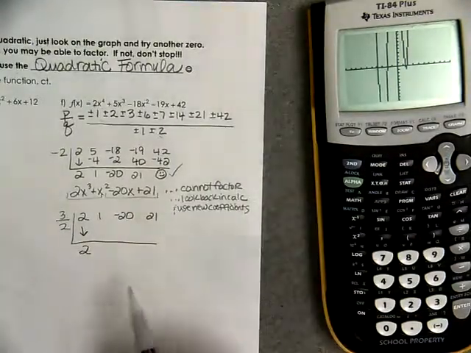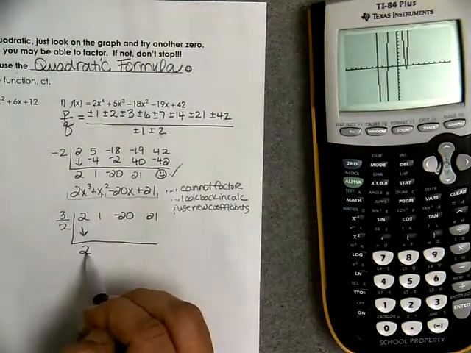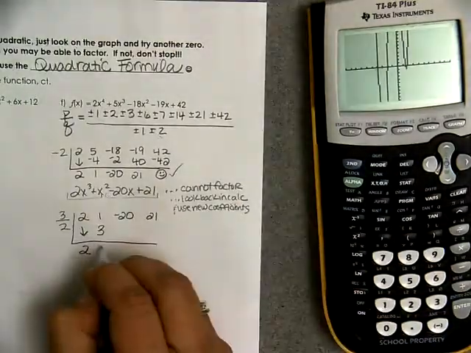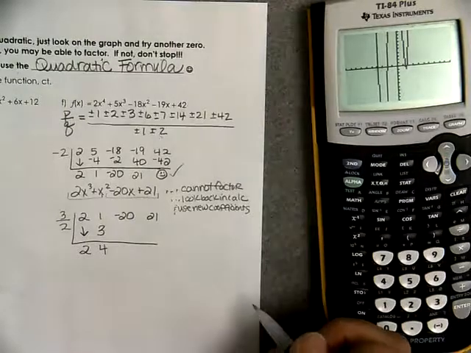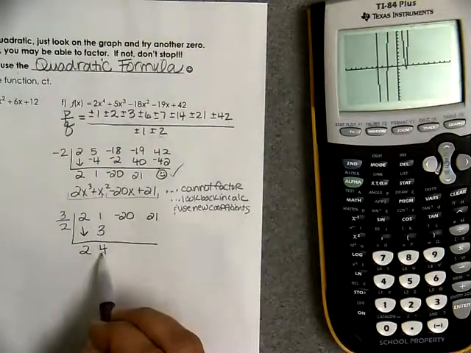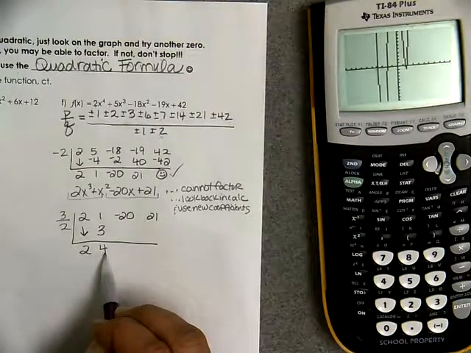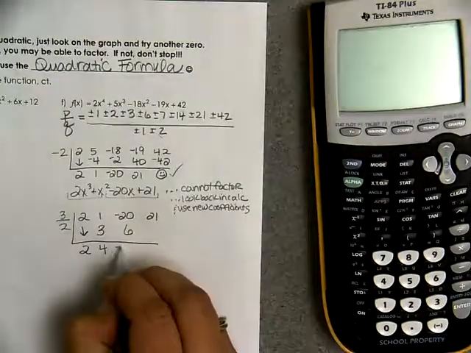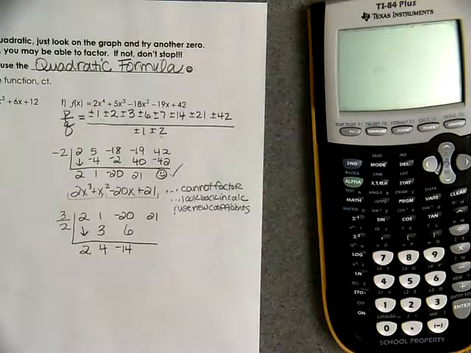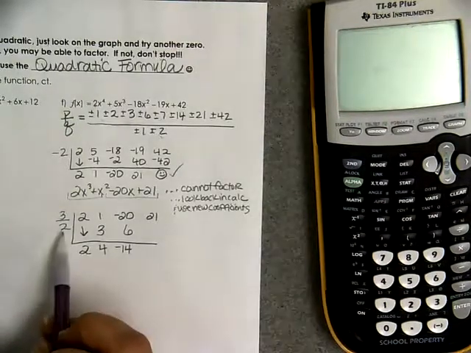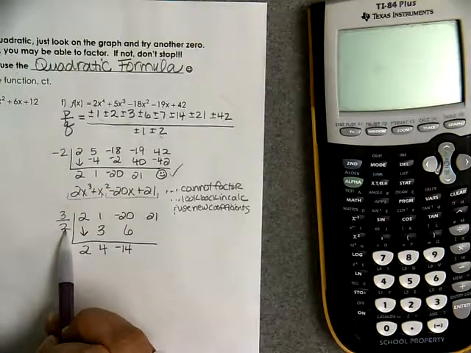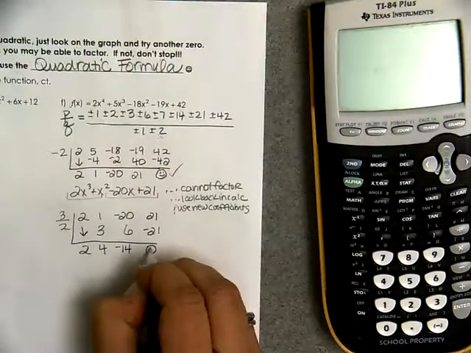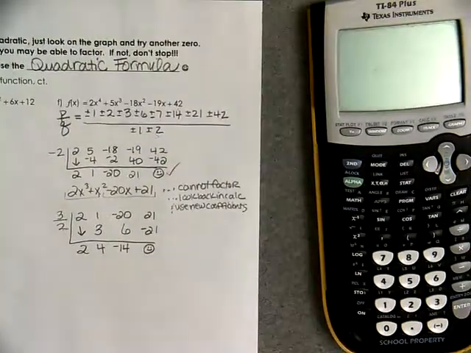Now I know this is a fraction, but it's doable, because look, 2 times 3 halves, the 2's cancel, you end up with 3. 1 plus 3 is 4. 4 times 3 halves, that would be 12 over 2, or 6. I add, I get negative 14. Negative 14 times 3 halves, so that would be negative 42 over 2, or negative 21. And look.